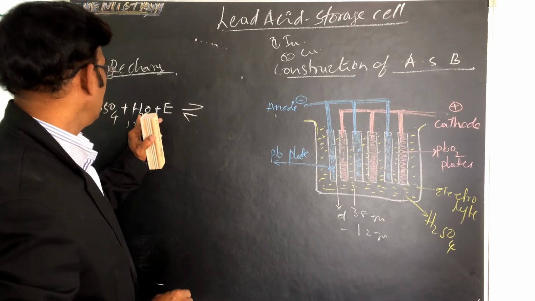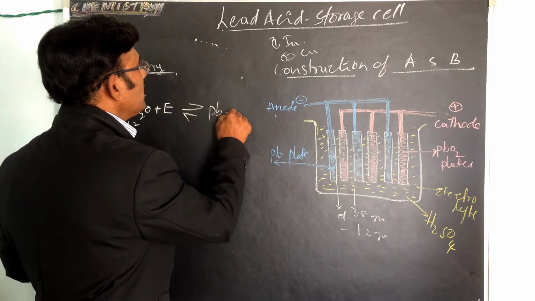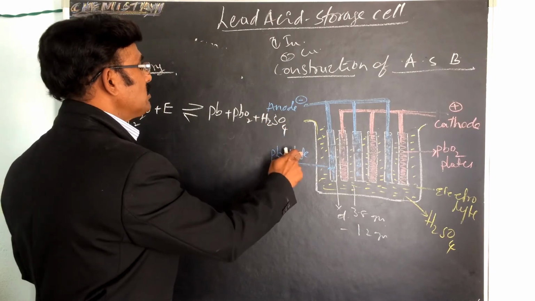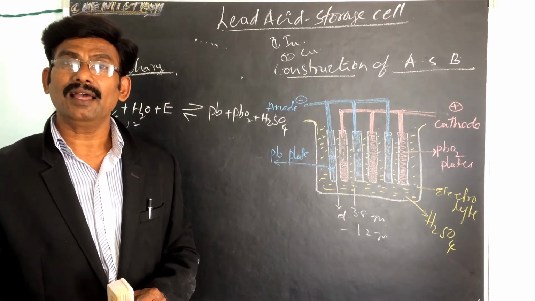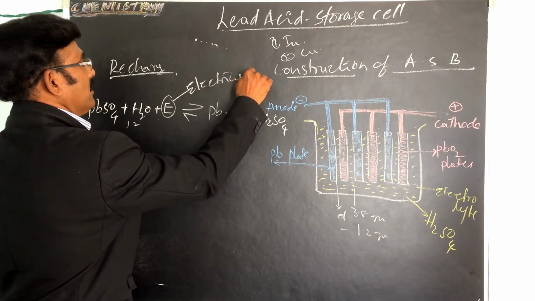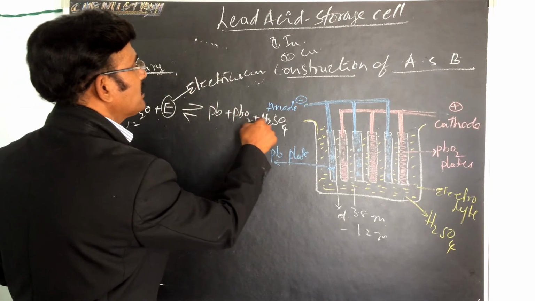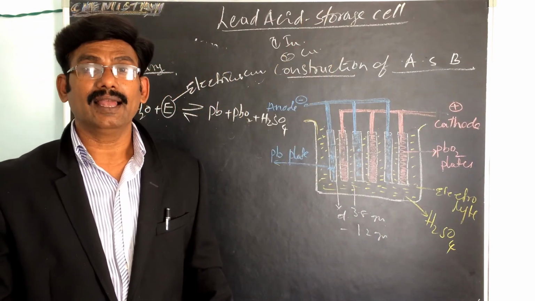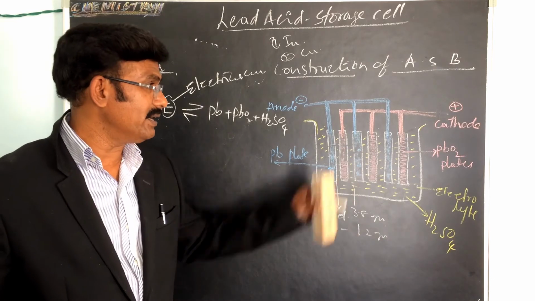So the lead sulfate forms lead dioxide as well as lead and sulfuric acid. So Pb plus PbO2 and sulfuric acid: Pb at the anode side, PbO2 at the cathode side, and H2SO4 in the tank. This is the recharge, and we are passing energy, the electric current. When we supply the electric current to the battery, it is converted into lead, lead dioxide and sulfuric acid. The electricity is stored as chemical energy in this one.